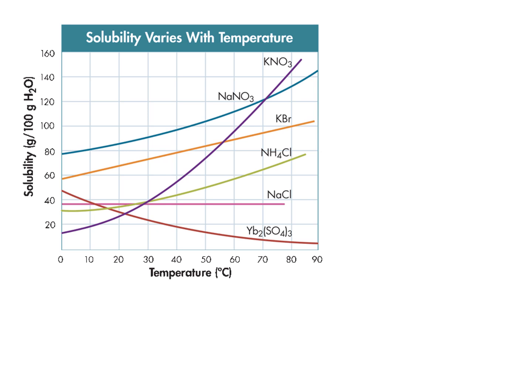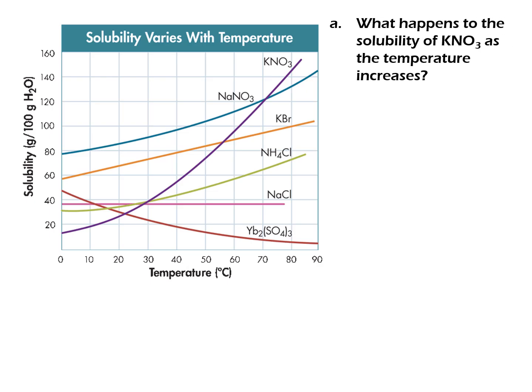So there's some questions. I want you to be able to look at this, and then I want you to be able to answer some questions. So let's just do some examples. What happens to the solubility of KNO3 as the temperature increases? All right, so you can see where KNO3 is on this graph. The KNO3 line is going up on this graph. So what happens to the solubility as the temperature goes up? The solubility goes up, right? So KNO3 is like most other solids. The solubility goes up when the temperature goes up.